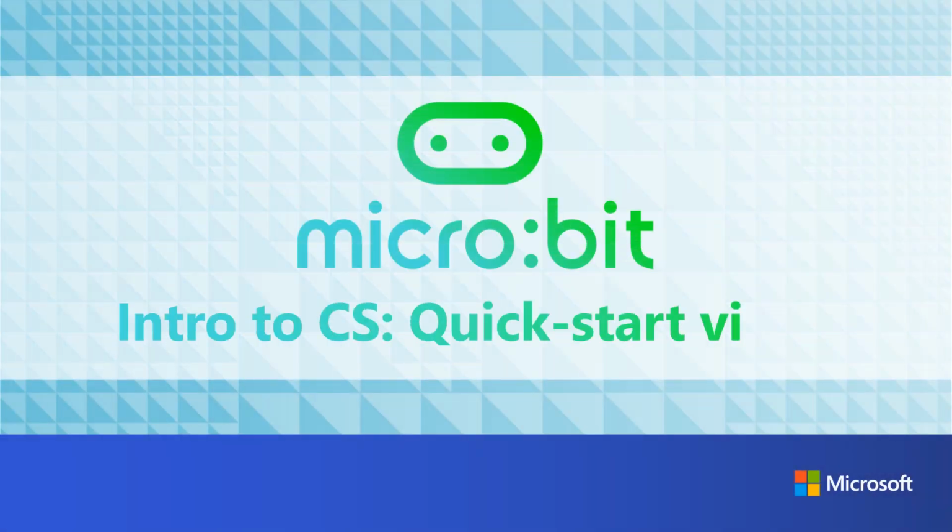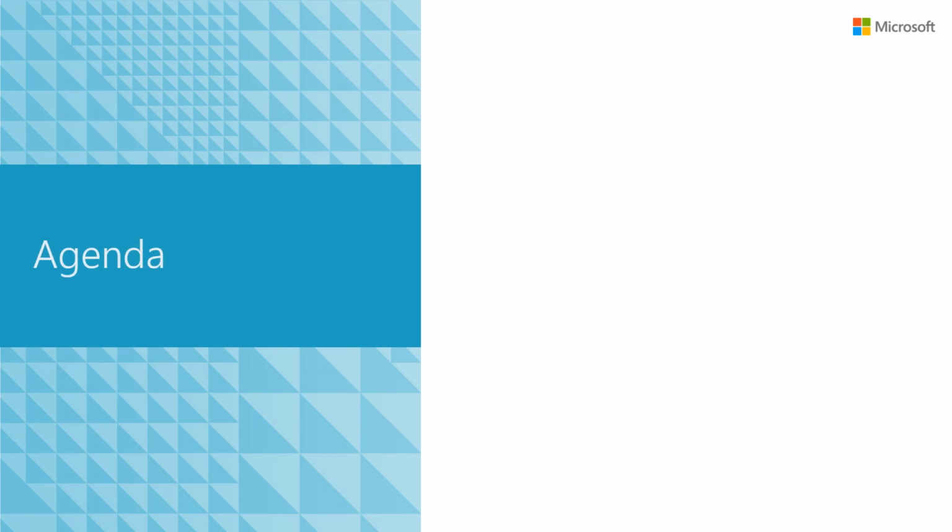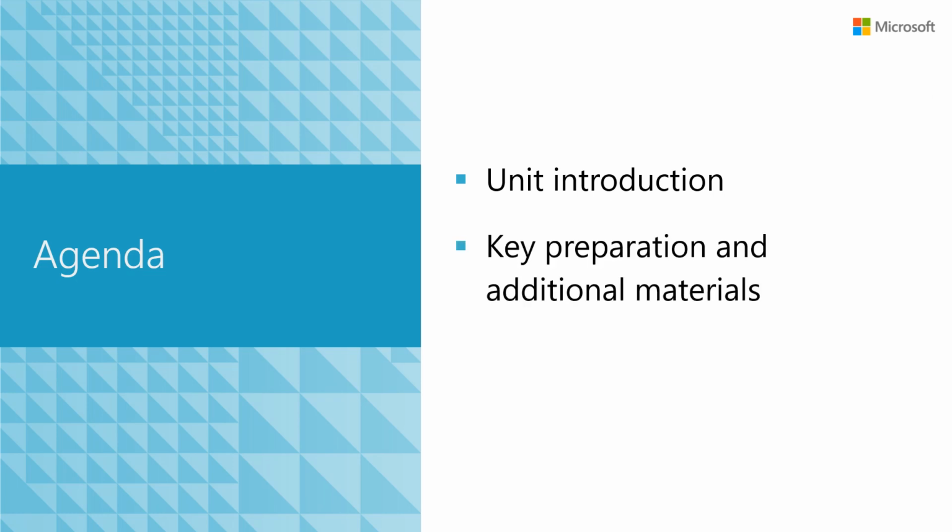Welcome to the Quick Start video for Unit 5, focusing on iteration and using loops in coding. Here's what we'll cover. We'll introduce the learning goals and featured computer science concepts, call your attention to important preparation tasks and some additional materials that are needed for lessons B and C for using sound and movement with a microbit. The course overview guide gave a heads up about the new functionality of this unit. And finally, we'll summarize each lesson's main activity.